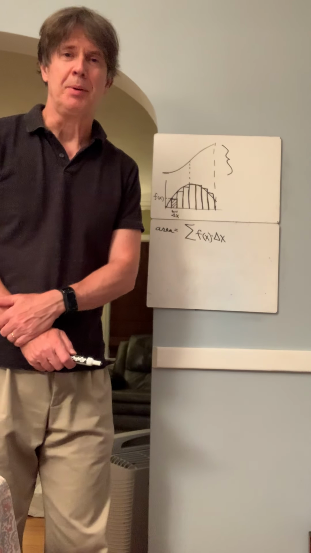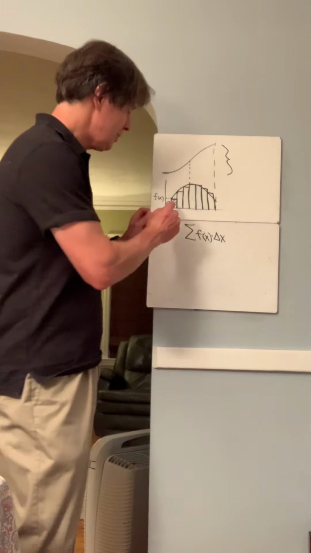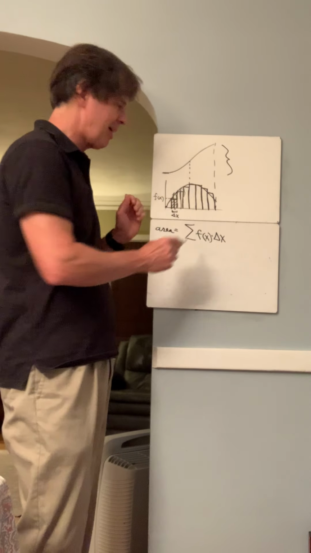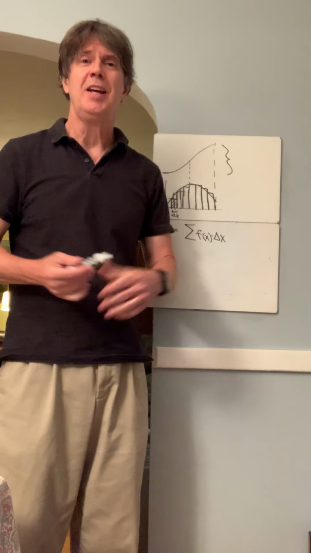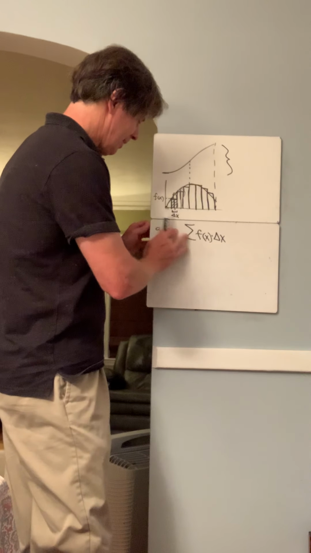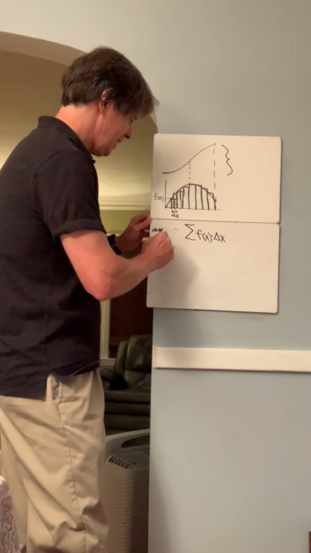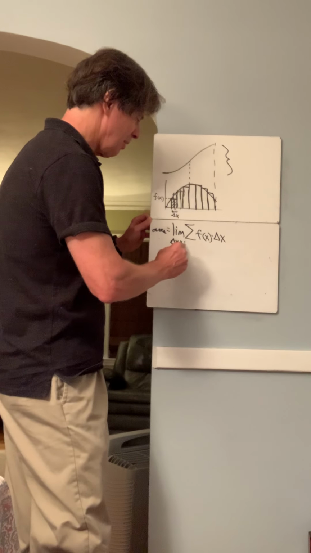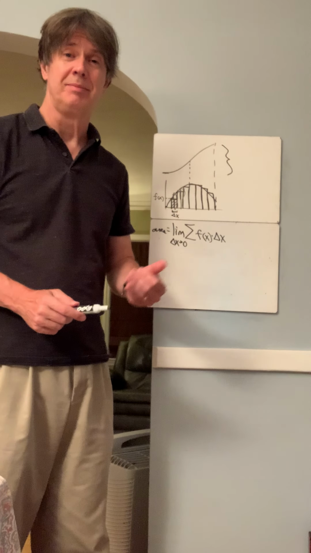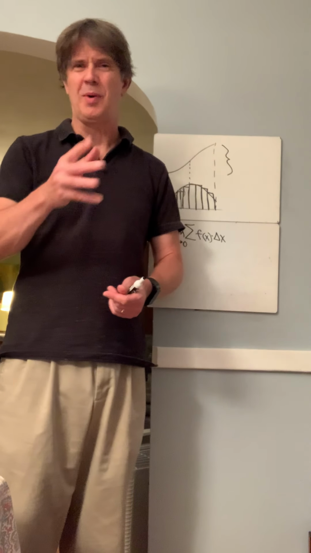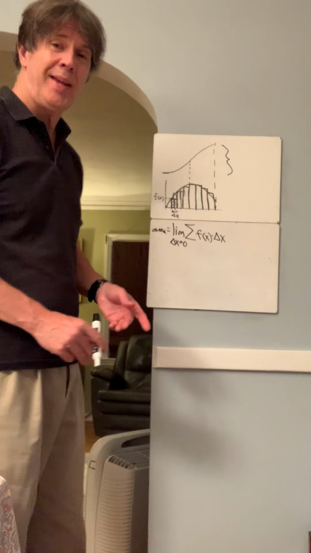How can I make it better? Well, clearly I can make it better by using skinnier little boxes. If I use skinnier boxes, I get a better approximation. How skinny? Infinitely skinny. Infinitesimally wide boxes. In other words, what I'm going to do is find the limit as delta x goes to 0 of this sum. It's very hard to actually do it because there's an infinite number of them. That's where the calculus tricks come in. We have a way of writing this.